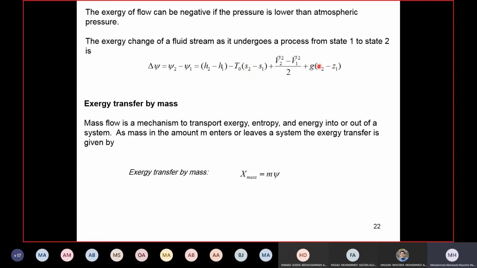Now let me ask you one question. Psi 2 here is the exergy at state 2, right? Psi 1 is the exergy at state 1. Delta psi, what does it mean from the terms that we have earlier? The difference between exergy 1 and exergy 2. What did you call it? I cannot hear you. Reversible. Very good, very good. Thank you.